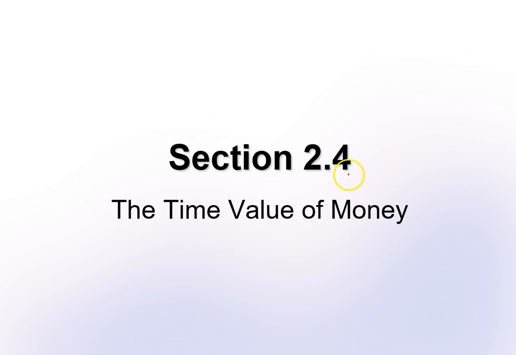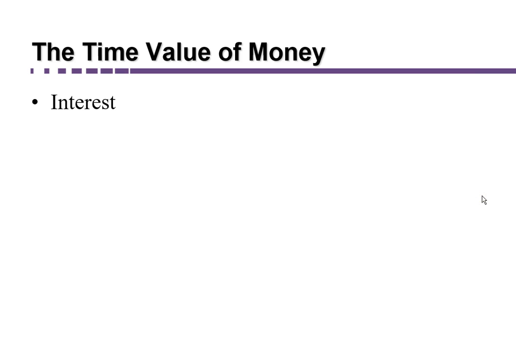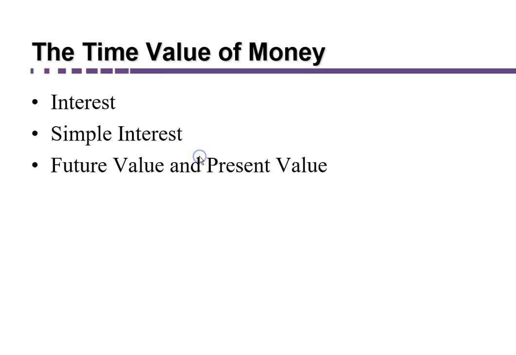As we go into the last section of Unit 2, a lot of material from Section 3 will be reviewed here and used, so a little more emphasis. The title: The Time Value of Money. So hopefully something we all like to have. And we'll be dealing with these topics: interest, simple interest, future value and present value.